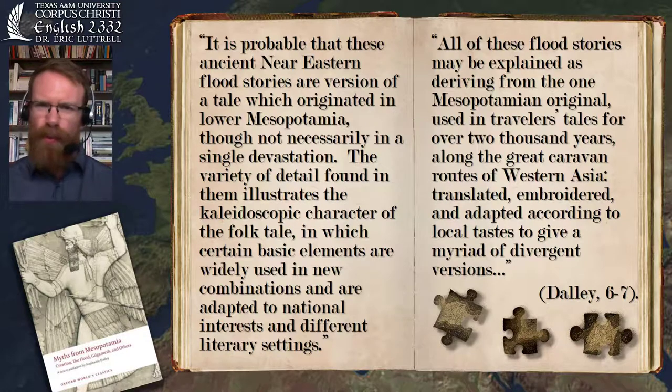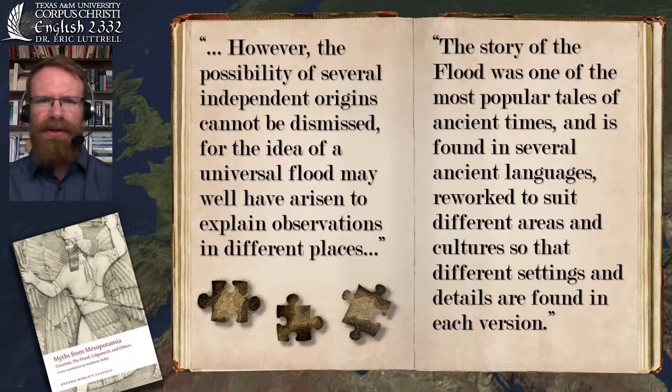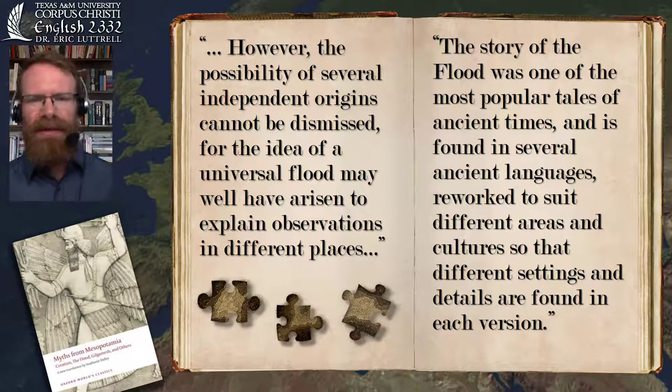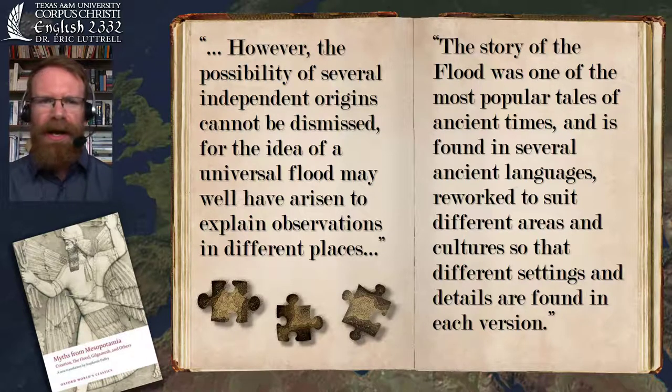In other words, there may have been one flood that spawned this story, and then that story became retold different ways in different places, and so one original produces all these variations. But she also points out there is the possibility of several different independent origins that cannot be dismissed. For the idea of a universal flood may well have arisen to explain observations in different places, things like different massive floods in different places at different times, or, she goes on to say, the observation of marine fossils in mountains, because people didn't know what we know about modern geology, that what was once an ocean floor, because of tectonic shift and that sort of thing, gets pushed up into a mountaintop.